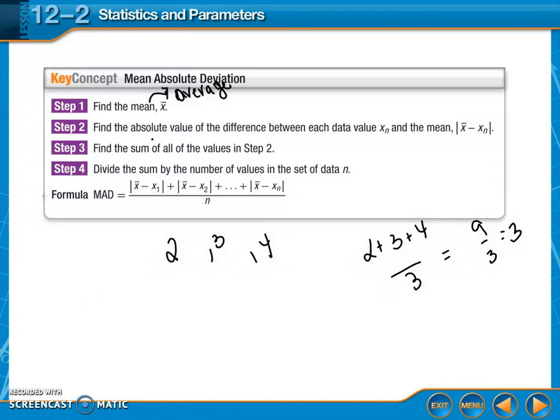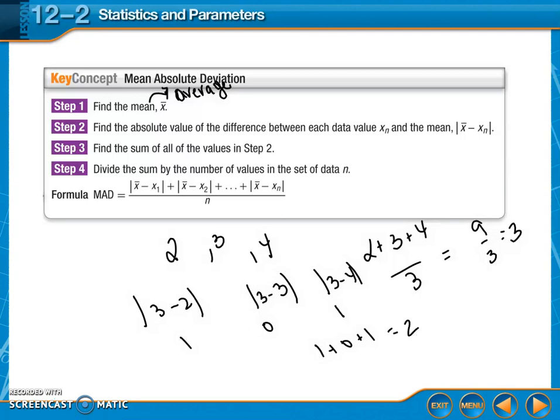When it says find the absolute value of the difference between each data value and the mean, these are each data values. So I'm trying to find the difference between the average, which is 3, and each of those. So 3 minus 2, 3 minus 3, and 3 minus 4. So this is 1, and this is 0, and this is -1, but the absolute value brings it to 1. Okay? So then step 3, after you find all of those, is you add them all up. So I'm going to do 1 plus 0 plus 1, and I'm going to get 2.